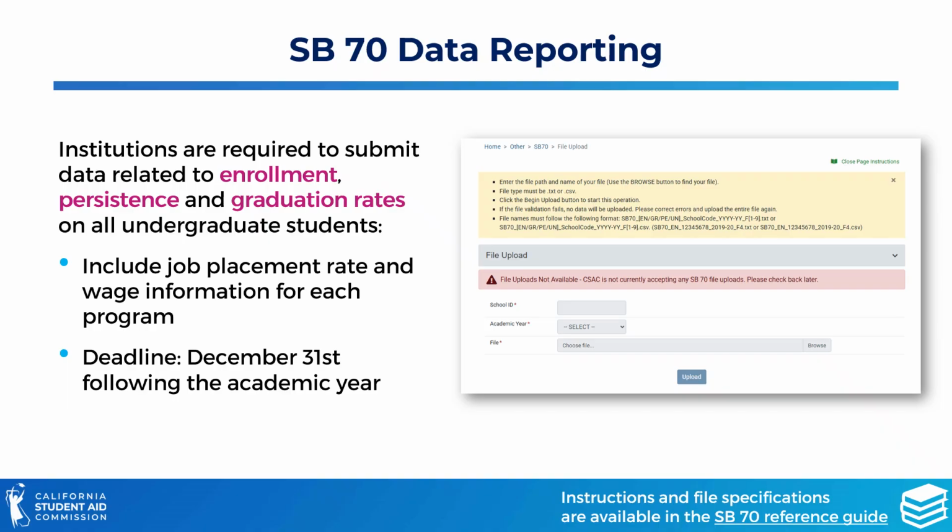SB 70 requires schools participating in the Cal Grant program to submit data related to enrollment, persistence, and graduation rates on all undergraduate students. You will submit the file in WebGrants on the SB 70 file upload page, which is found under the Other section on the WebGrants homepage. Click on SB 70 and then File Upload. You will include job placement rate and wage information for each program. The deadline is December 31st following the academic year. For more information, please review the SB 70 reference guide found on our CSAC website.